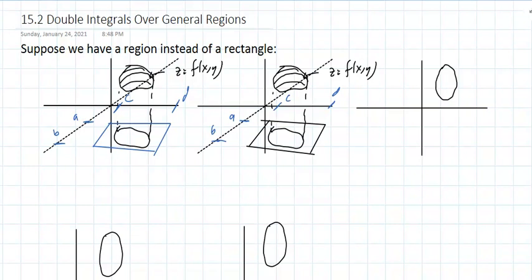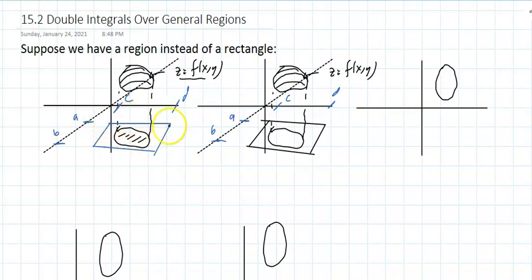15.2 talks about double integrals over general regions, so we did it over rectangles. Suppose we have a region instead of a rectangle. So suppose this is z equal f of x, y. It's kind of like that surface up there, and the shadow of that on the ground is really over this region, R or D, whatever you want to call it.